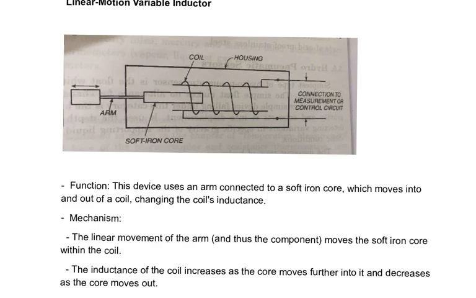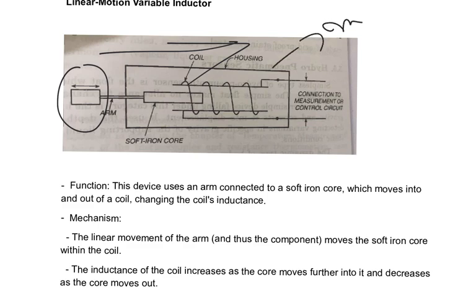The inductance of the coil increases as the core moves further into it. When it is taken out, the inductance of the coil will decrease. This is the overall working of it. You need to understand that when it is sent inside, the inductance increases. This is due to the magnetic field which is generated there, and when it is taken out, the inductance will decrease.